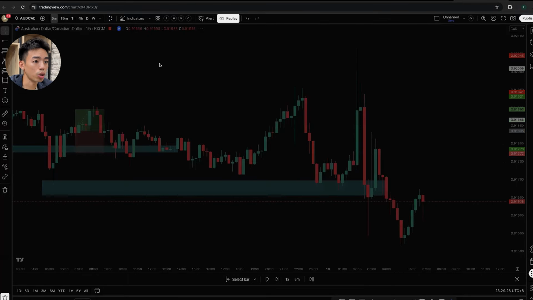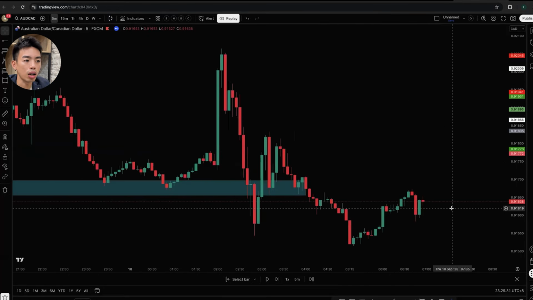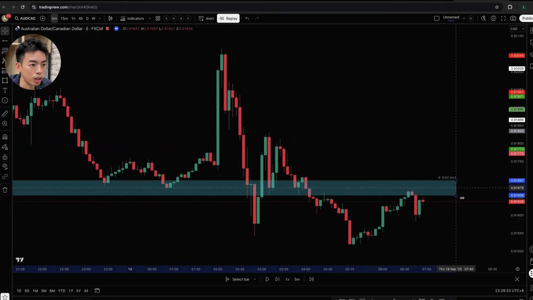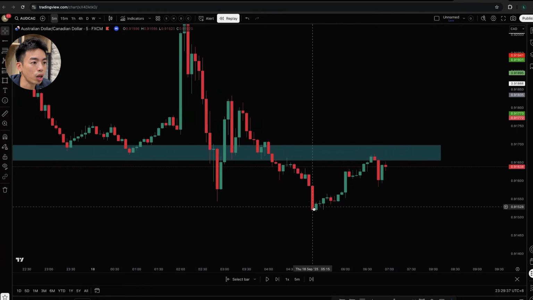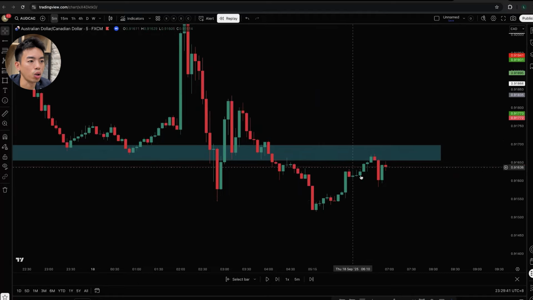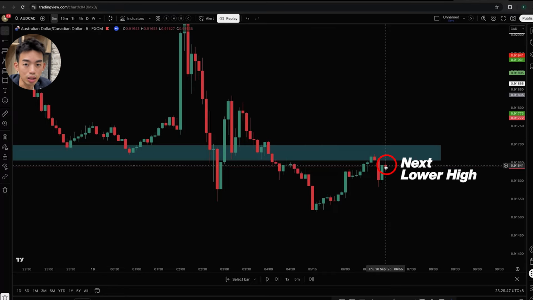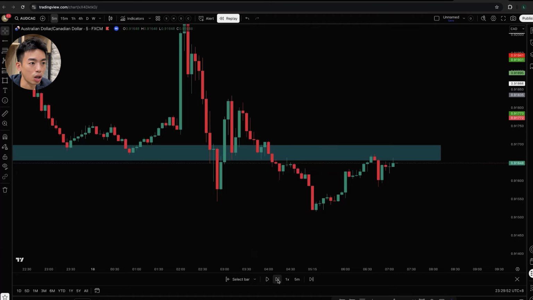Right, so we're gonna go down to the 15-minute right here and let's see how the higher highs and higher lows are coming into our support equals resistance area. Right, now we are able to see this higher high and higher low forming, and right now it almost looks like things are slowing down and this could potentially be the next lower high. So I'm gonna play this forward just to see how things are gonna develop.